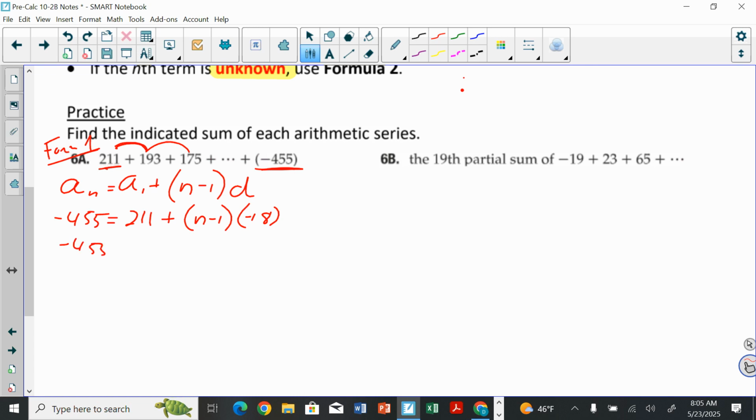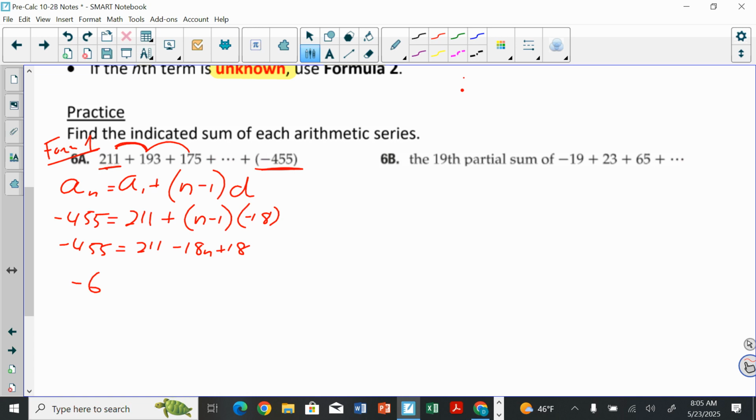Negative 455 is equal to 211 minus 18n plus 18 once we distribute. And then I'm going to keep going here. I believe we get 674. Let's see.